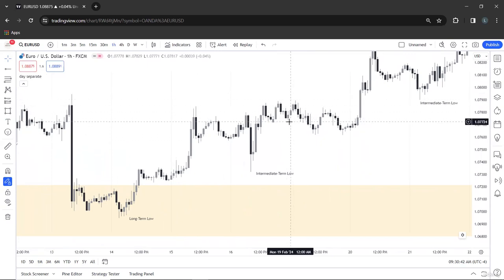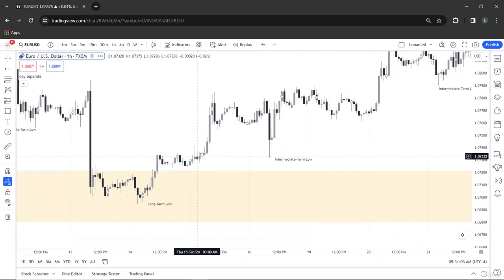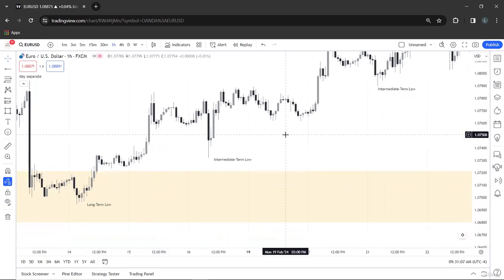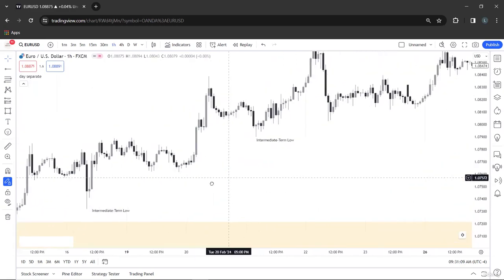What intermediate term low would you be working with? What's the most recent one you would be working with? A bullish one right there. So price shouldn't be trading below that. If it could sweep this low, it did on this day before a bullish run. Anyway, that's what an intermediate term low is, and that is what a long-term low is. And that is the market situation in which you could apply this.